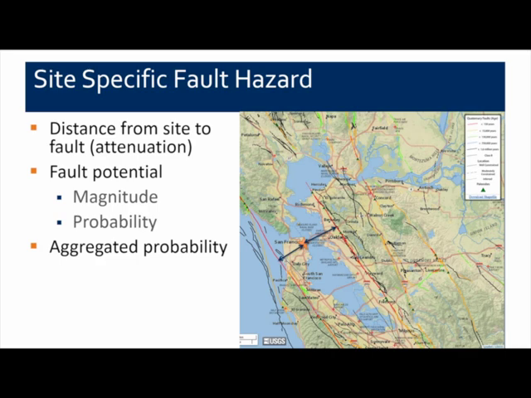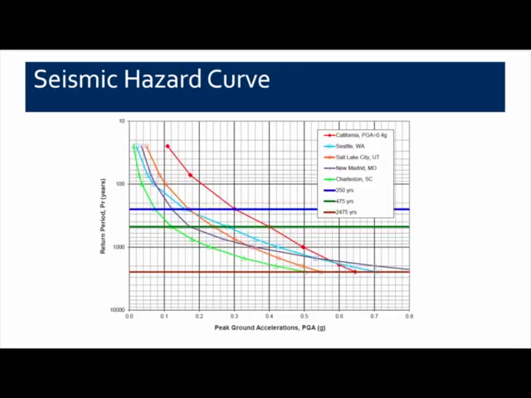in the area. And then each fault itself has a particular magnitude of earthquake that can be developed and a probability of occurrence of that particular major earthquake on that fault. So what seismologists do is they consider for a given site all of the potential earthquake faults and aggregate the probabilities to come up with a range of hazards that may occur at that site over time. And the result of that hazard analysis is what we call a hazard curve.